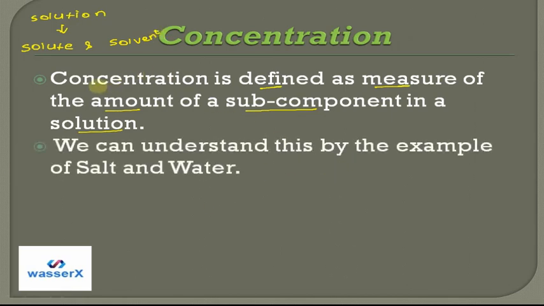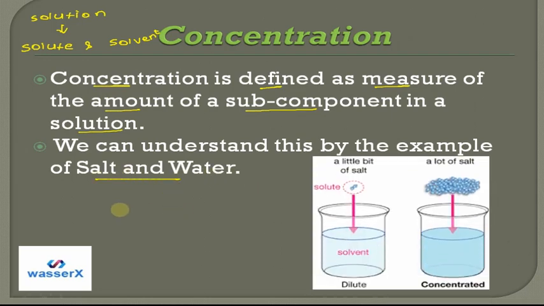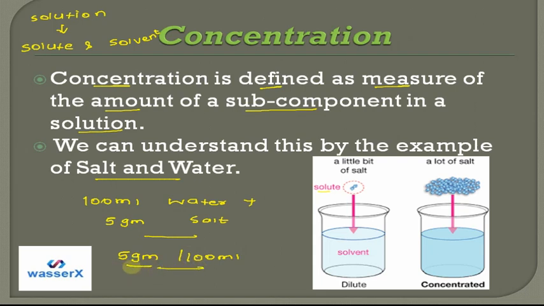So if I want to understand the example of concentration in a better way, I can take the example of salt and water. How can I understand? In this beaker, I have taken the solvent. Solvent is something in which we dissolve something, and solute is something that is dissolved in the solvent. Now let's take an example that I have 100 ml water, plus I add 5 grams of salt. If I ask how much salt is there in my water, I will say 5 gram of salt per 100 ml of water. So this is my concentration.